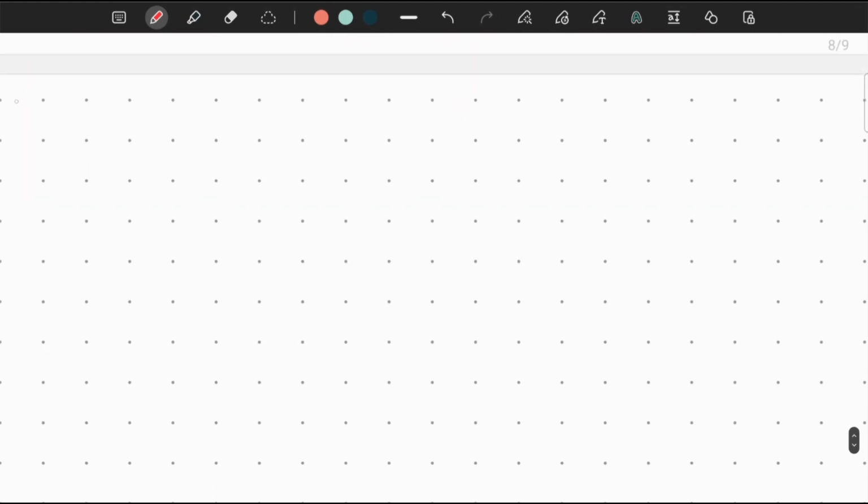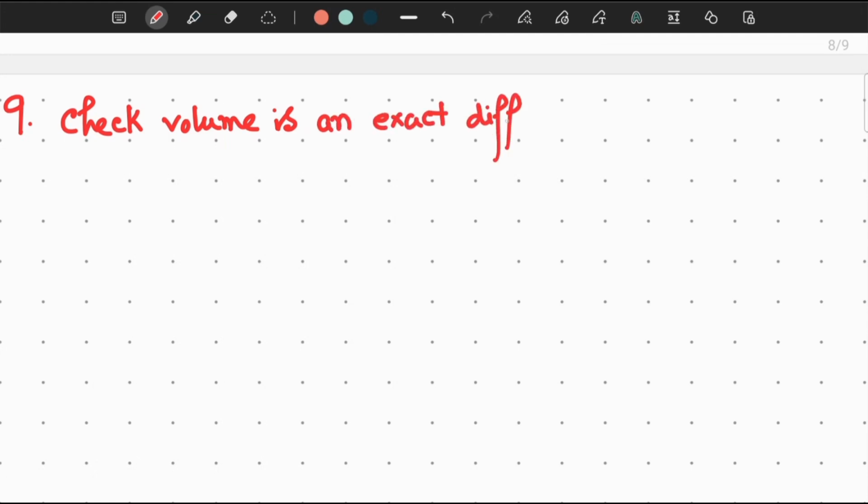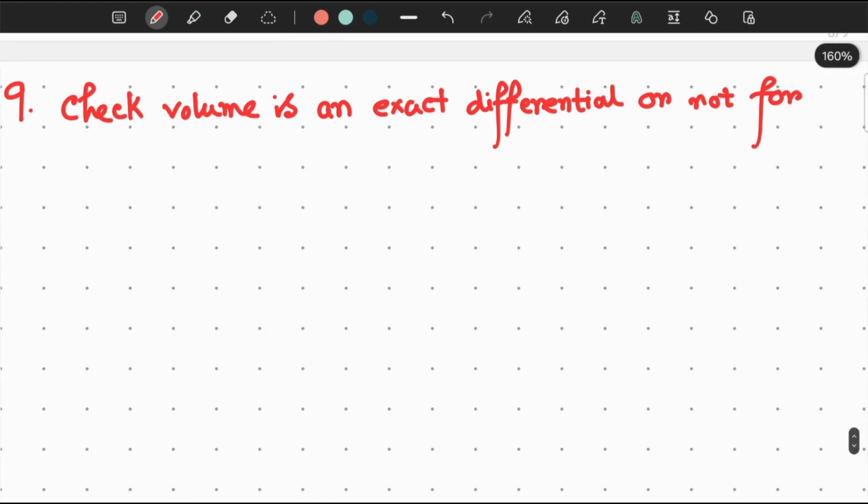Now going to our next question, which is question number 9. Check whether volume is an exact differential or not for an ideal gas. That we have already stated, that volume is an exact differential, because volume is a state function. That's why you can say it safely that volume is an exact differential.